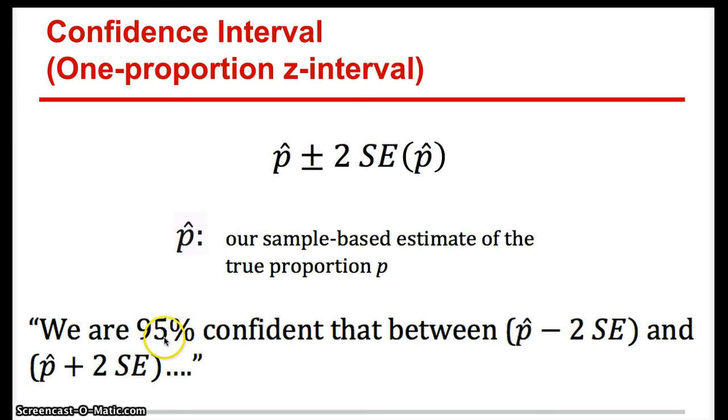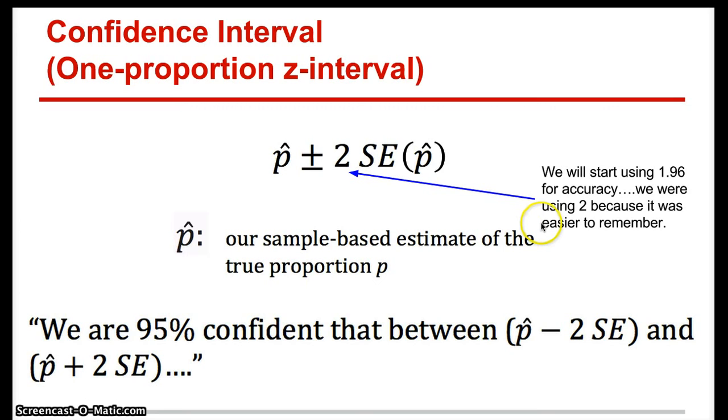But again, you have to say that it's 95% confident that that will happen. It's not 95% of the time it will happen. It's not 95% of the answers will be in between there. We are 95% confident that that will happen, and that's what a confidence interval is.